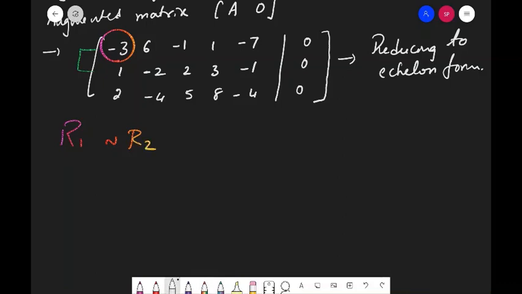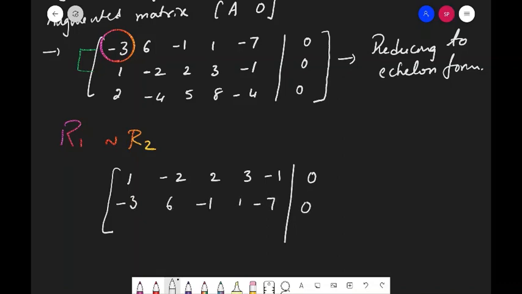So this matrix will become R2: second row 1 -2 2 3 -1 with 0, and then -3 6 -1 1 -7 0, and the third row as it is, 2 -5 8 -4. Then let us mark the pivot position. This is the pivot position. Now using this I have to make these two zeros.